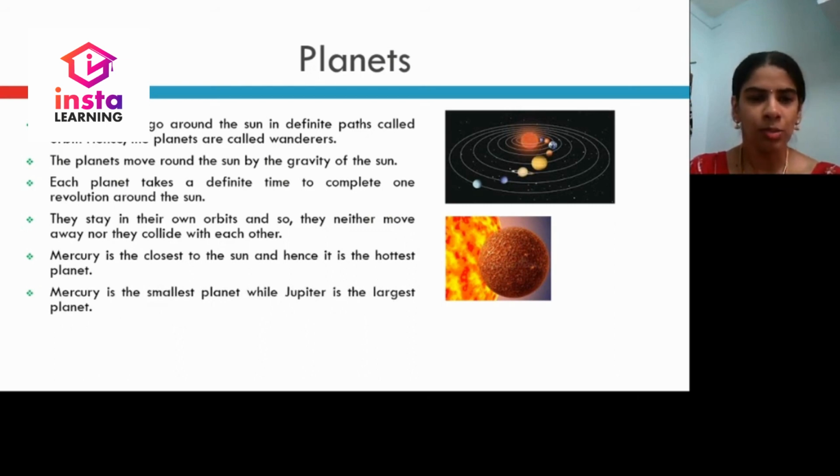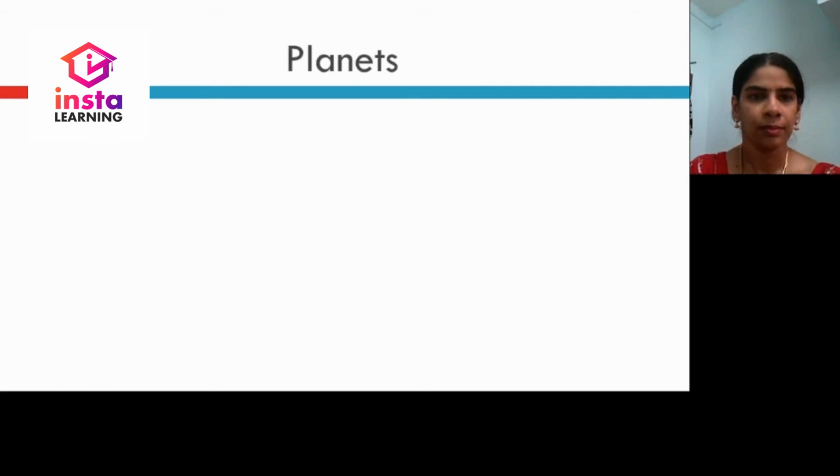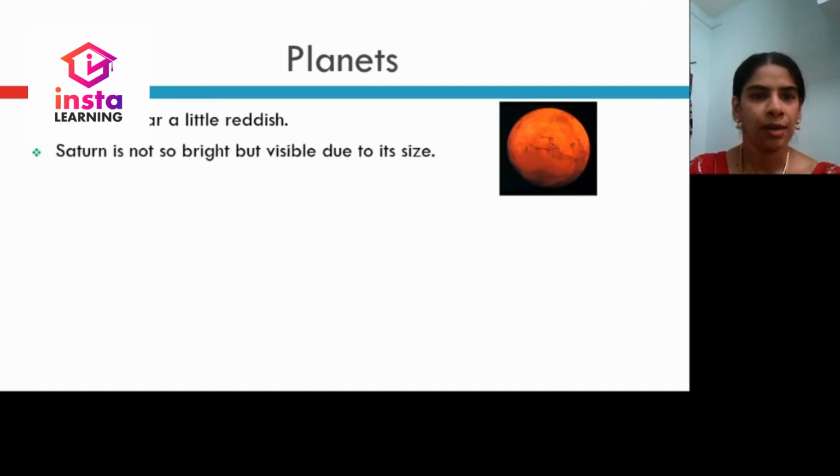Mercury is also the smallest planet while Jupiter is the largest planet. Saturn is a very cold planet with rings around it. Mars appears a little reddish. Saturn is not so bright but visible due to its size.